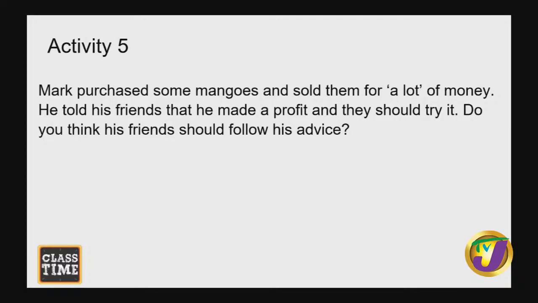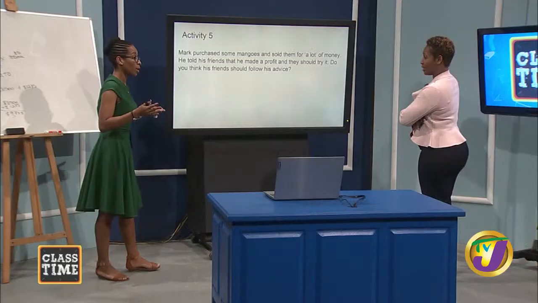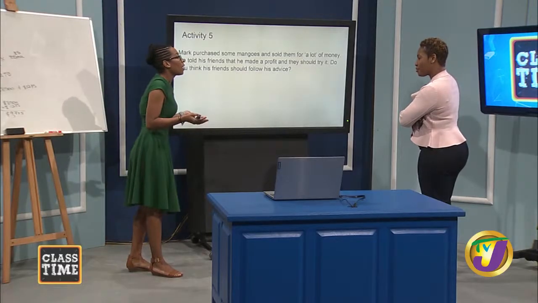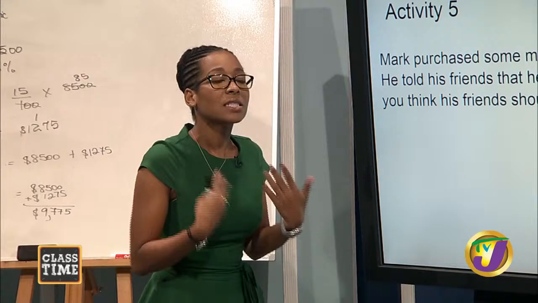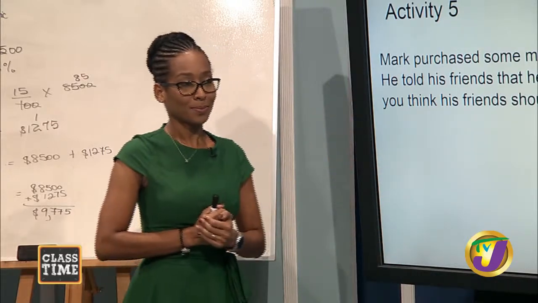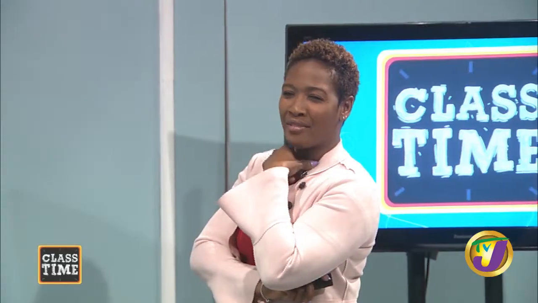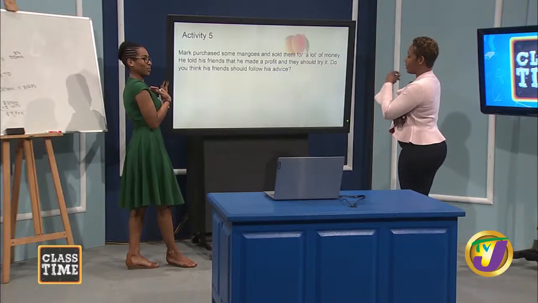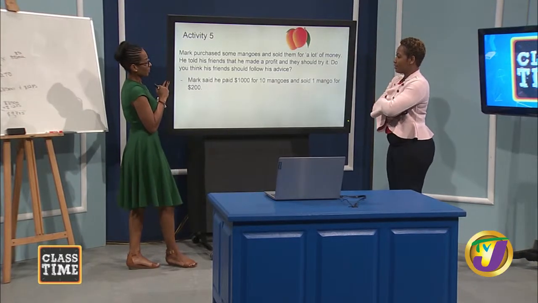So think about it. I don't even know what Mark bought the mangoes for. What is a lot of money? Enough money? How do we know that Mark made a profit? Take my word for it? Let me answer the question. Do you think his friends should follow his advice? Not with this information. I think Mark needs to tell me some more things. What should Mark tell you? Let's talk to Mark.